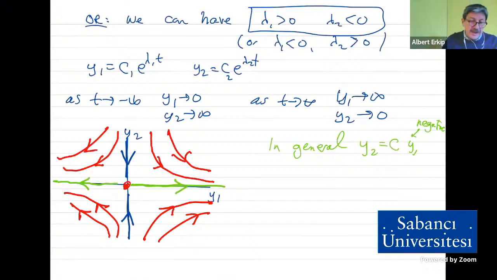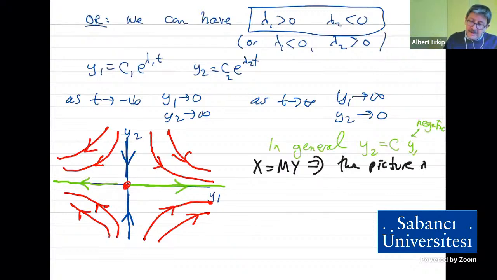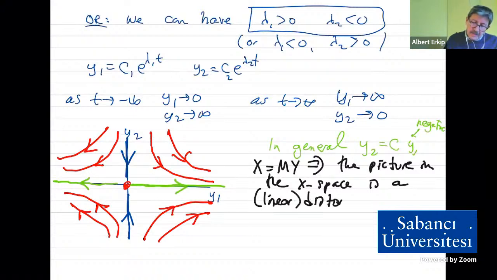What happens in the x space? Let's discuss shortly what happens in the x space. So x is just m times y. The picture in the x space is a kind of linear distortion. So basically, you kind of squeeze it. What you would have is something like this.